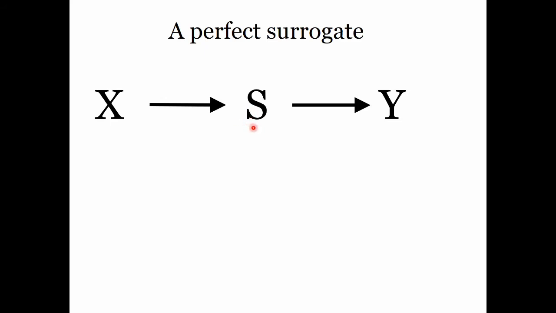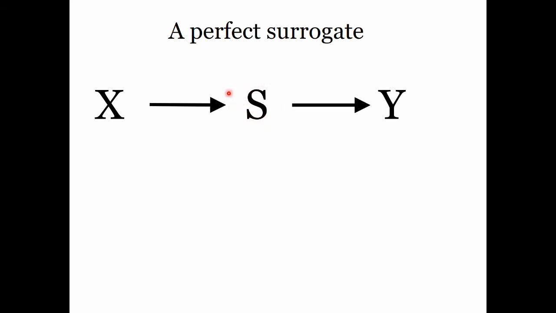A surrogate isn't just something that's related to Y or correlated with Y. It's something that fits along this causal structure. In other words, it's something that completely mediates, in this particular DAG, the effect of X on Y. There's no other way for the intervention to affect Y except through affecting S. Now that would be a perfect surrogate.